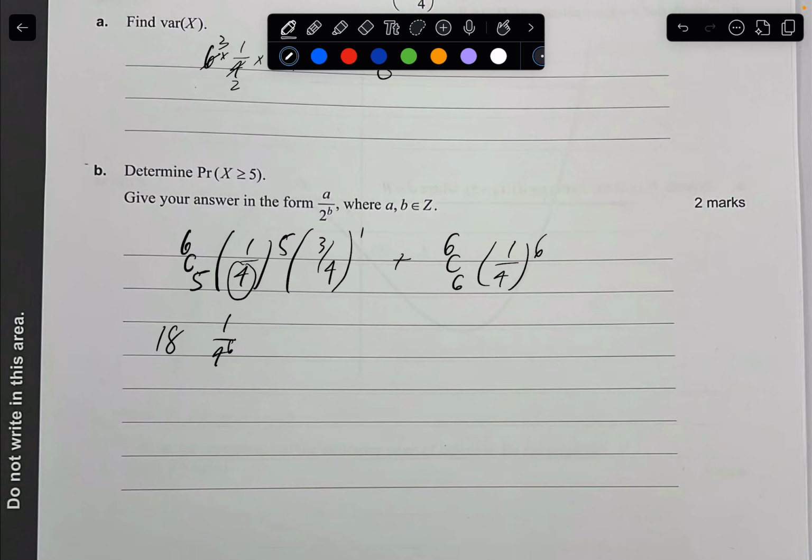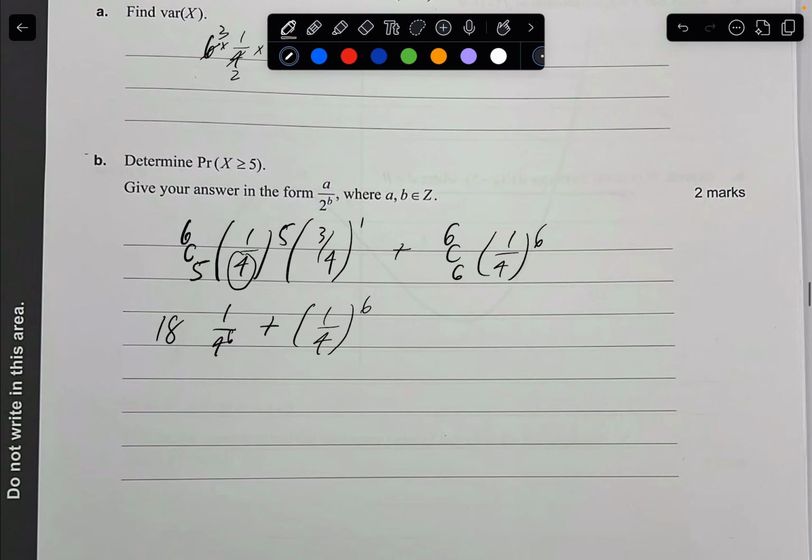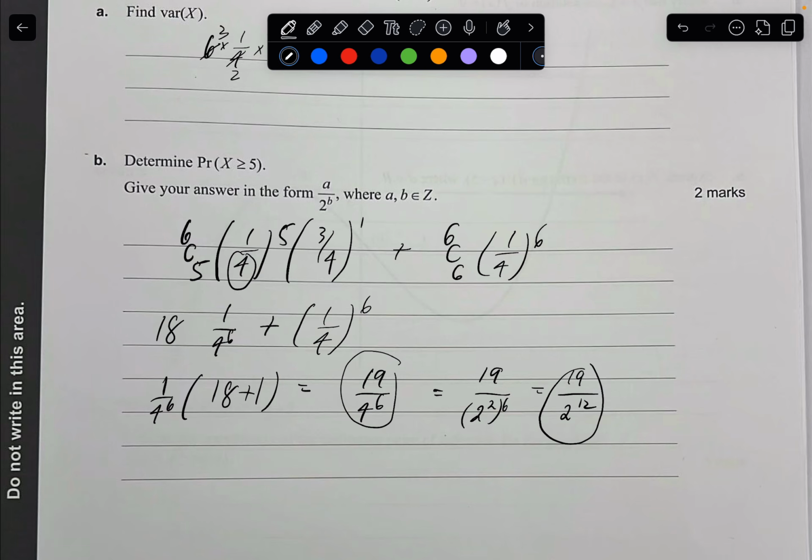And then plus, this is 1, and then another 1 on 4 to the power of 6. So you can take that as a common factor, which is 19 on 4 to the power of 6. Now you can technically say this is 2 squared to the power of 6, and say that's 19 over 2 to the power of 12. So either this or this will be fine in this case, actually, sorry, no, it says 2 to the power of something, so it's just that.